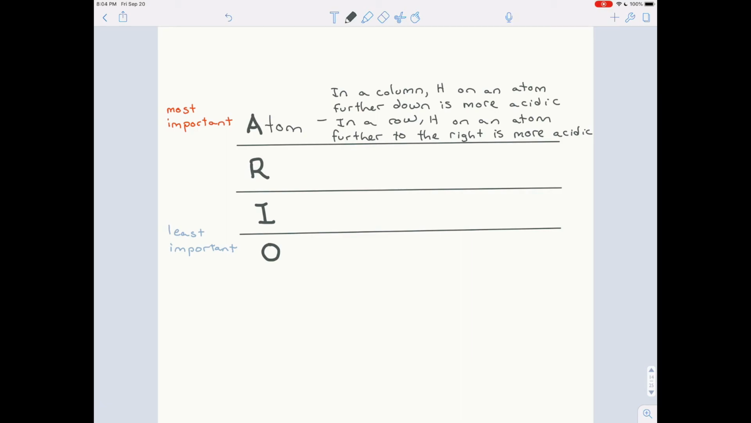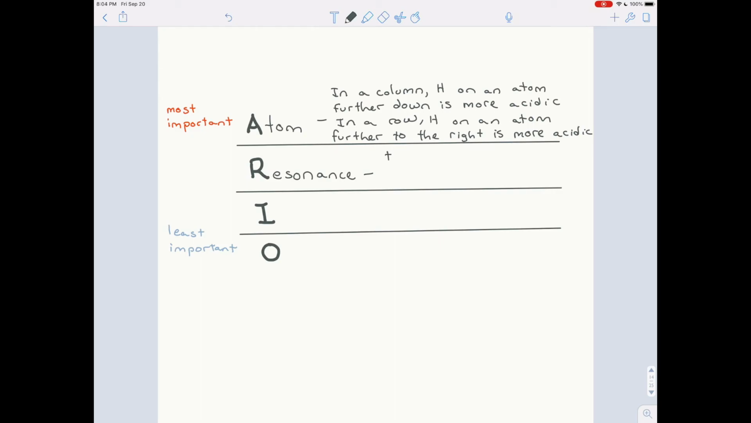And the first and most important factor was the atom. We saw in the previous video that if a hydrogen is on two different atoms, if those atoms are in the same column, then the atom that's further down will be more acidic, and if the two atoms that the hydrogens are on are in the same row, then the one further to the right will be more acidic. If the two hydrogens you're comparing are on the same type of atom, so they're both on an oxygen, or they're both on a carbon, then you want to look at a second factor, and that second factor is resonance.